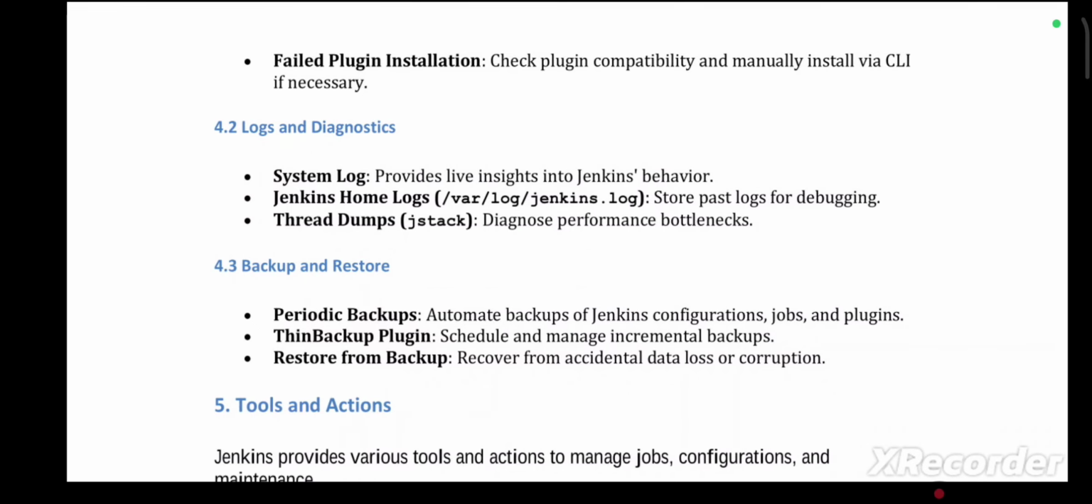And the third component was backup and restore. It is very much important when you work in production. Periodic backups will automate the backups of Jenkins configurations, especially jobs and plugins. Thin backup plugin is one of the backup methods, where you schedule and manage incremental backups. Restore from backup: you can recover from accidental data loss or corruption. That is the major advantage of backups.